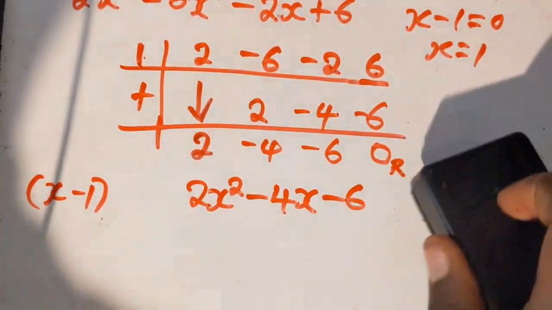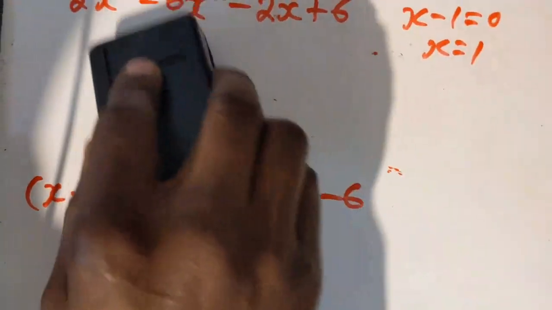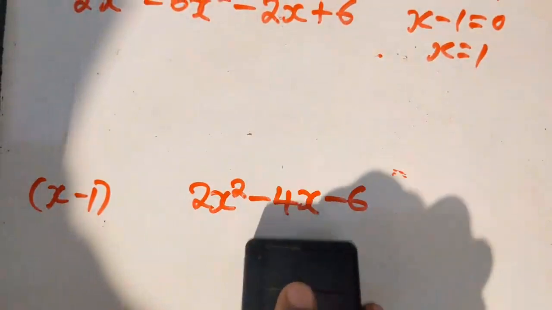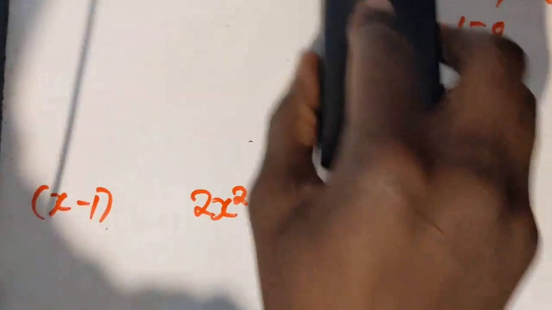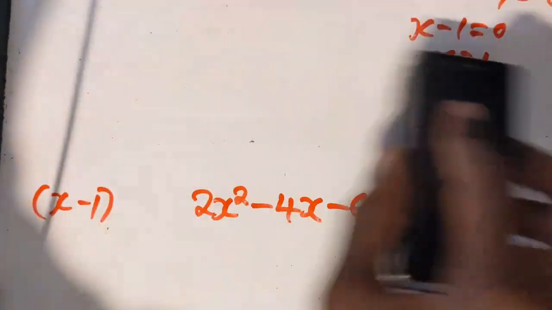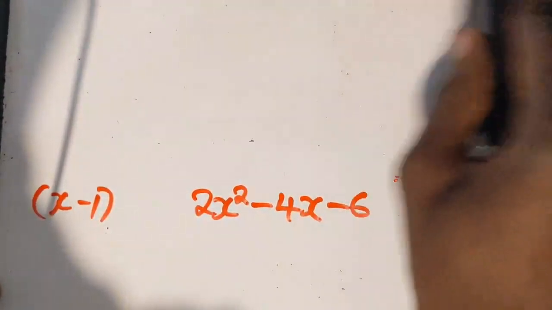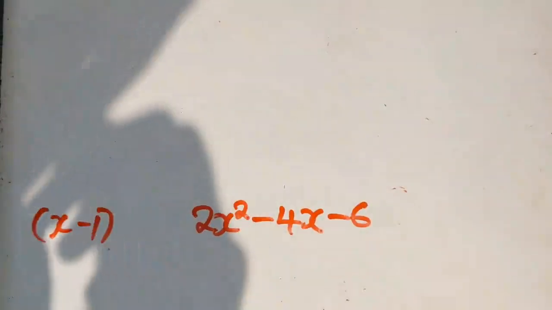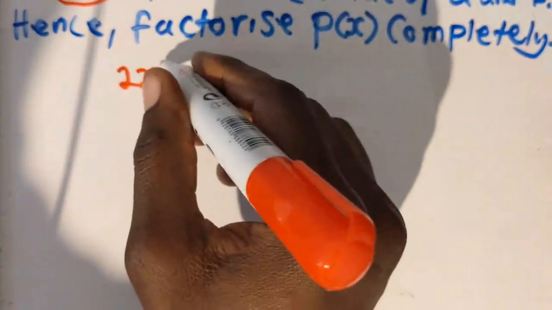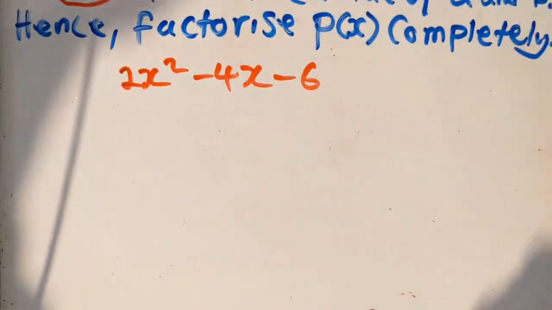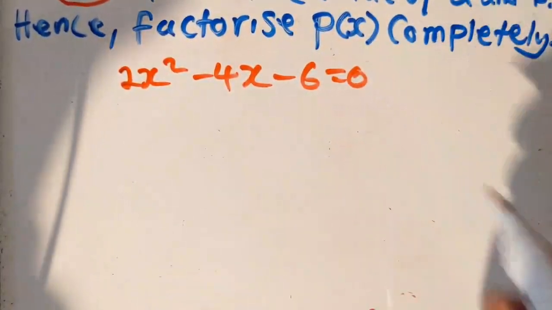So here we have found the quotient, and we need to factorize this. We can factorize using the factorization method or the completing the square method. You can solve using any. We can use completing the square because it is the simplest. So we say 2x squared minus 4x minus 6 is equal to 0, because it's a factor, right?